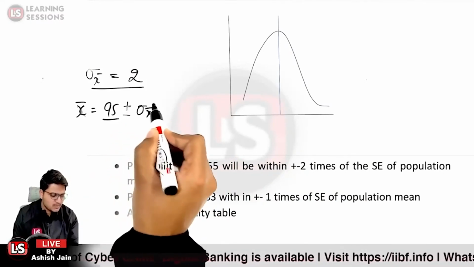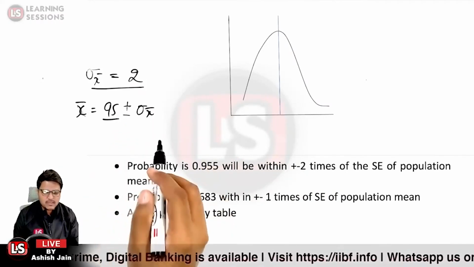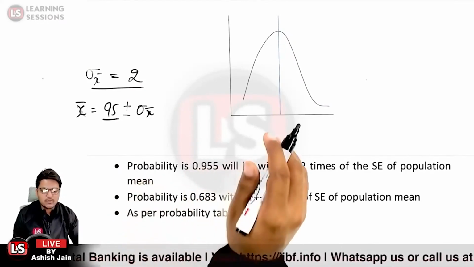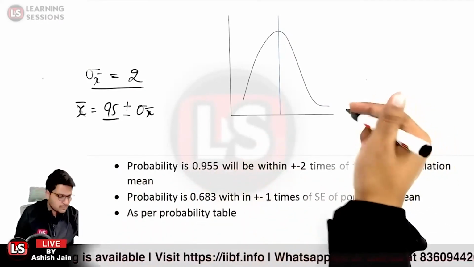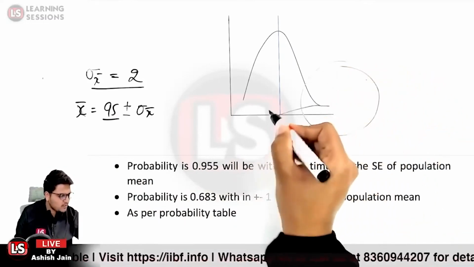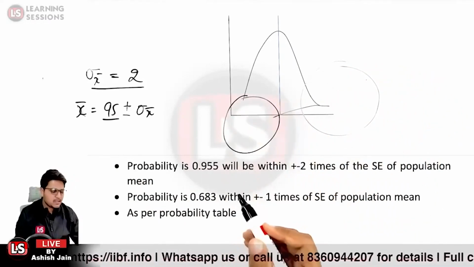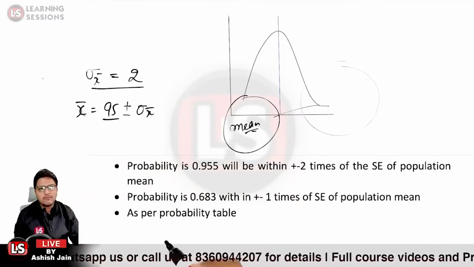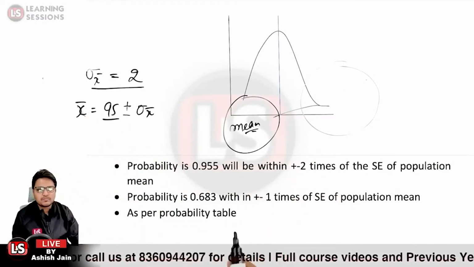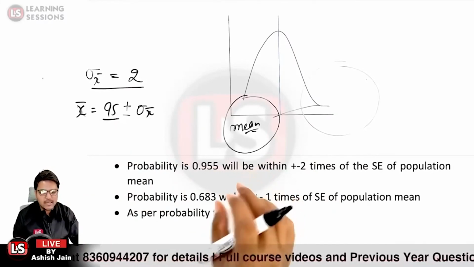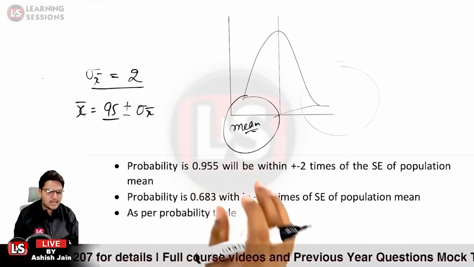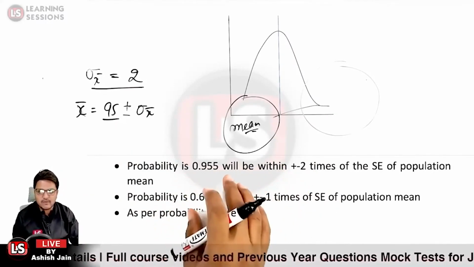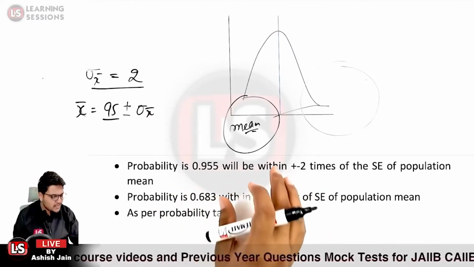Now you must be confused about what this is, so let me explain further. We have a population, and out of this population we selected a sample, and we calculated the mean for this sample, which comes out to be 95. Further, we calculated the standard error for the sample statistic itself.